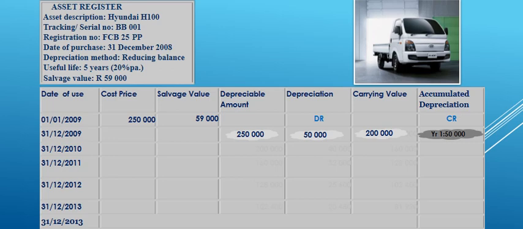In year 2, after the vehicle has been used for the full term of 12 months, the depreciable amount will be calculated as 200,000, which is the carrying value of the previous year. 20% of 200,000 gives us the depreciation of 40,000 in year 2, deducting it from the depreciable amount of 200,000 to arrive at the carrying value of 160,000, with a total accumulated depreciation of 90,000.